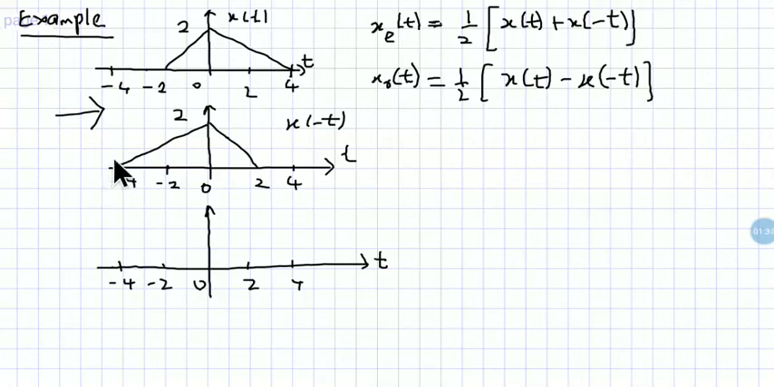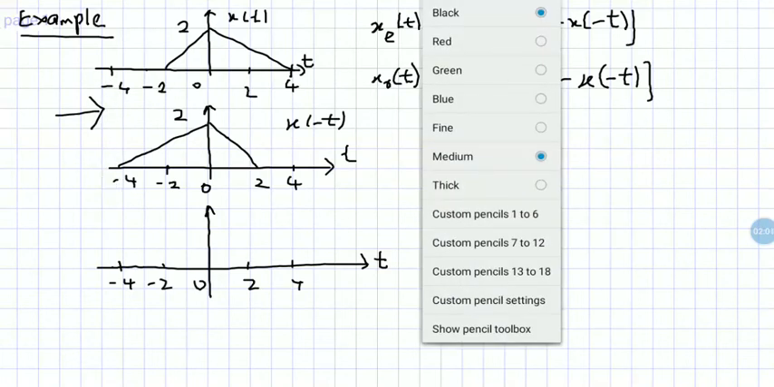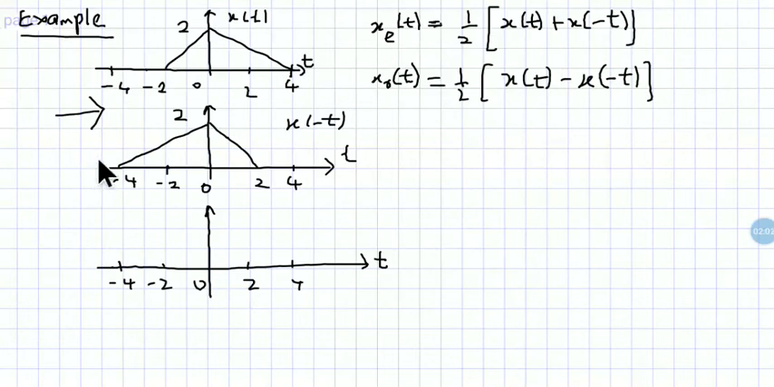Okay, so from left to right, we can see here for x(t) at t equal to -4, the value is 0. And for x(-t) at t equal to -4 is also 0. As we're coming from left to right, for both sketches we can see that the value is 0. So we have x(t) plus x(-t) divided by 2 is 0.